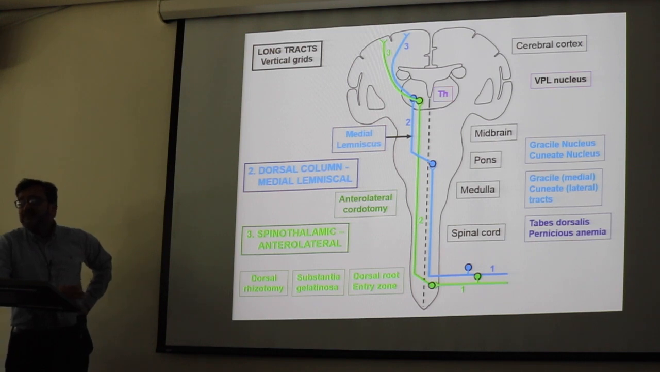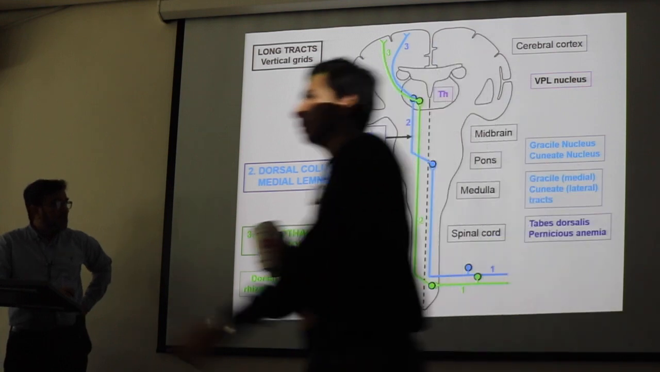The axons of the second order will cross the midline, go to the contralateral side, and ascend all the way up to the thalamus, where they are going to synapse with the cell bodies of the third order neuron in the nucleus called the ventro-posterior lateral nucleus of thalamus. And then the axons from the ventro-posterior lateral nucleus of the thalamus are going to pass through the internal capsule to the post-central gyrus, which is the primary sensory area.